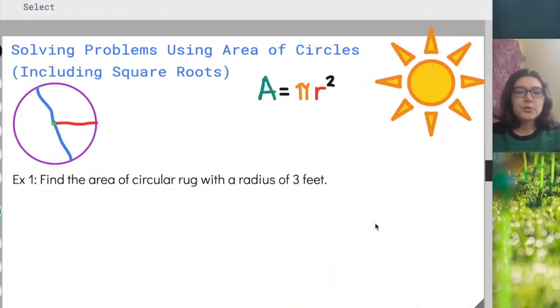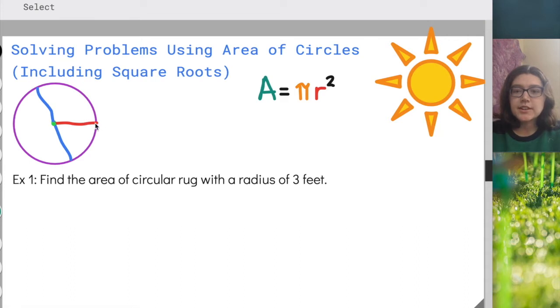Now we're going to apply it to find the area of some circles and then also find the radius of some circles given the area. Okay, so before we move on to our first example, let's just quickly review the parts of a circle from our last video and then also with our new understanding of area. Okay, so I have this red line here. The red line connects the center of the circle to the perimeter or the circumference of the circle.